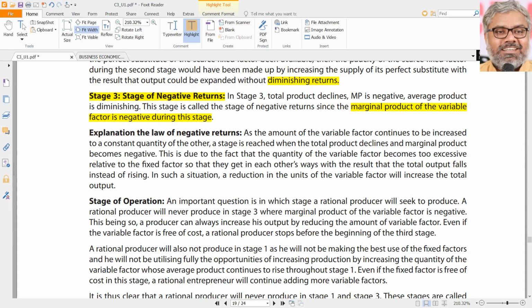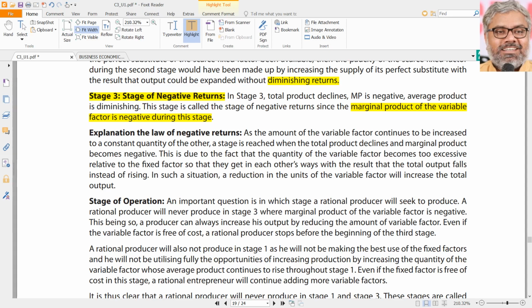More and more people, more and more variable factor, but instead of adding marginal product to the organization, they are adding negative marginal product to the organization. So that means it is a dangerous thing. The total product started declining in spite of the increase in the input. That is the negative returns stage.